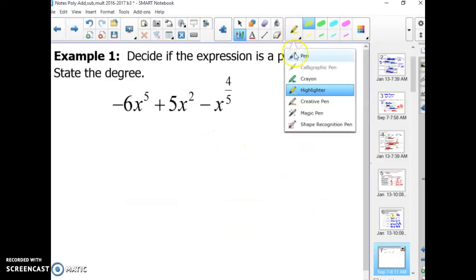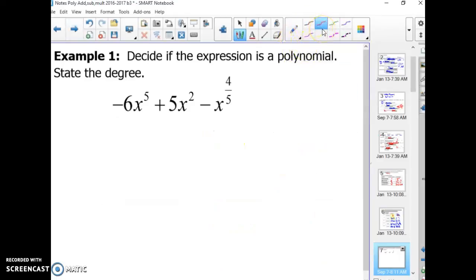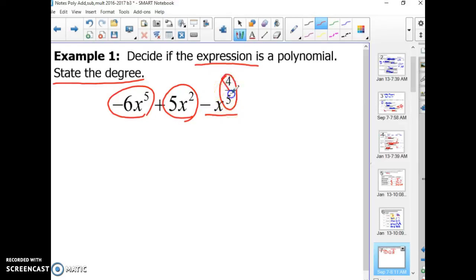So in this problem right here, we've got to decide if the expression is a polynomial, and then we've got to state the degree. So I look at the first term. That looks good. I have a whole number as the exponent. Looks good. Whole number as the exponent. Oh, I come over here. That's not a whole number. It's a fraction. So no, not a polynomial.